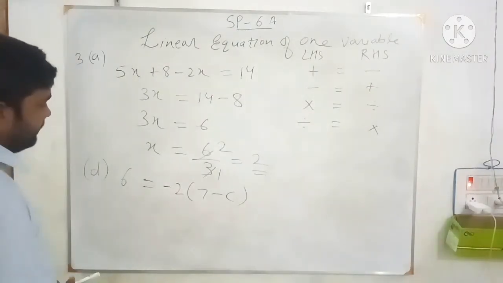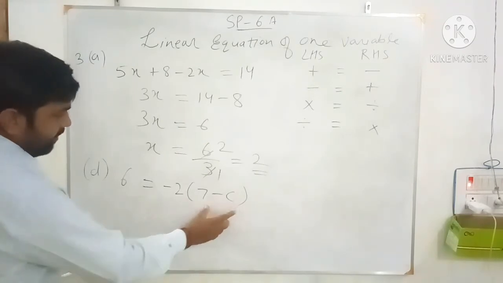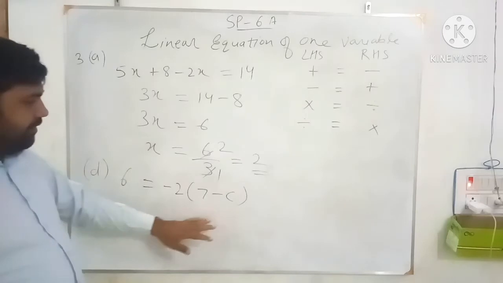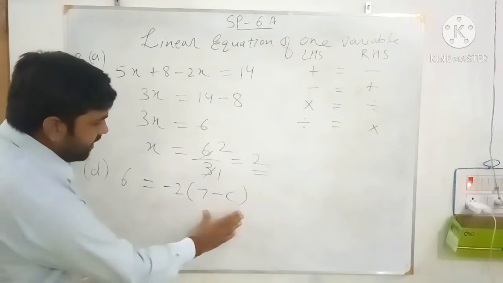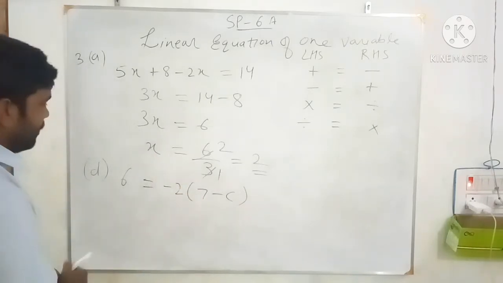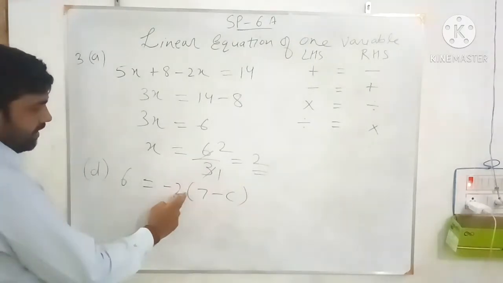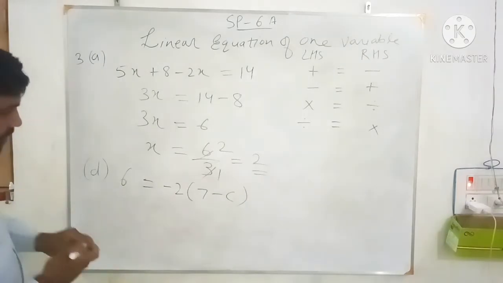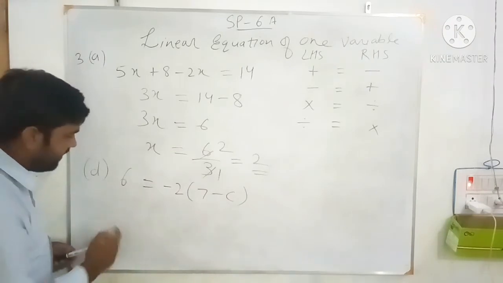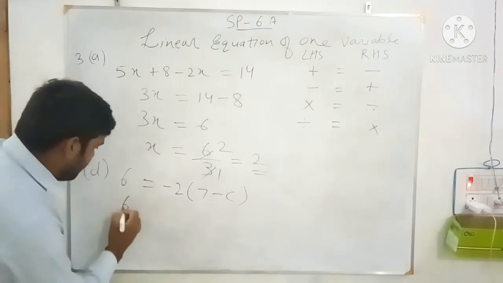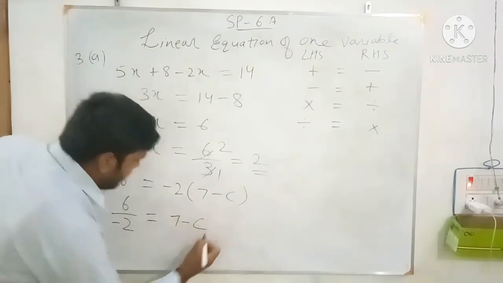We have to keep the term which contains the variable alone on one side. So first of all we will keep the term containing the variable, that is the bracket 7 minus C, alone on the right hand side. First I will transpose this minus 2. When this minus 2 is transposed from right to left, it is multiplied with this bracket, so when I transpose it to the left hand side, it will get divided. So 6 divided by minus 2 equals 7 minus C.